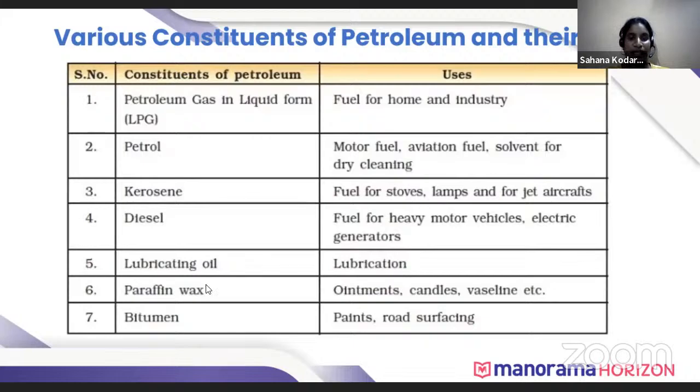Okay. Next, paraffin wax. Paraffin wax is also a constituent of petroleum. It is used for making ointment, candles, Vaseline, etc. Next, bitumen. Bitumen, as I said, is used for road surfacing, that is metalling the road. It is also used for making paints.